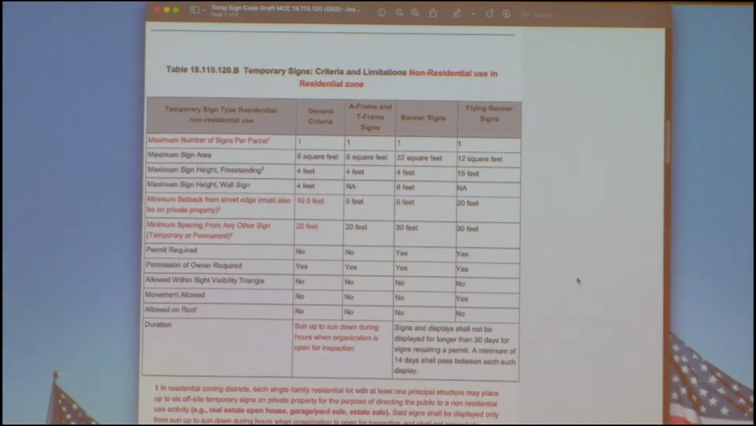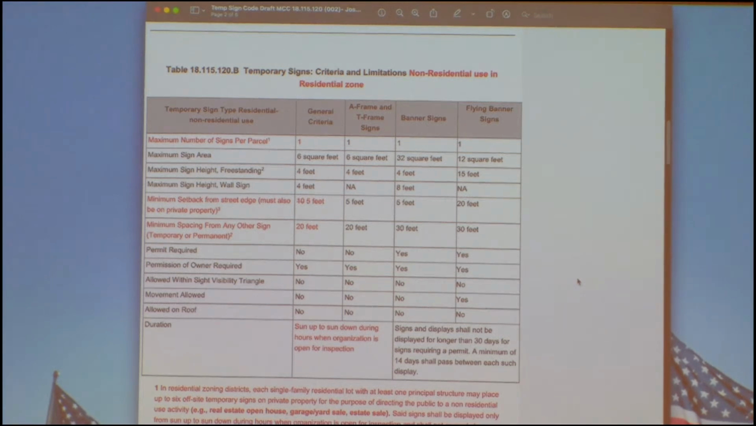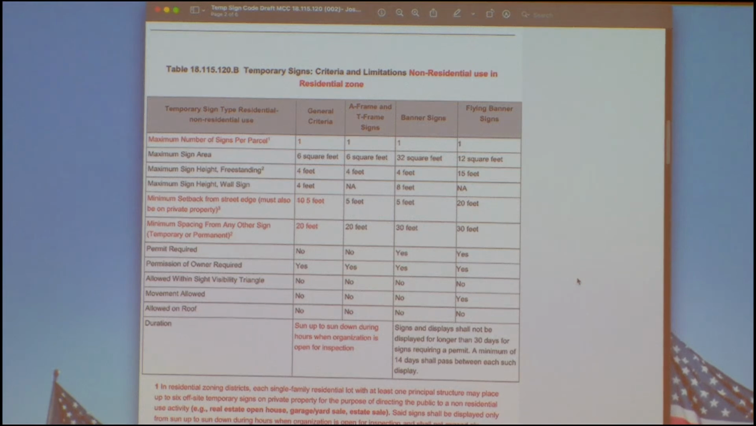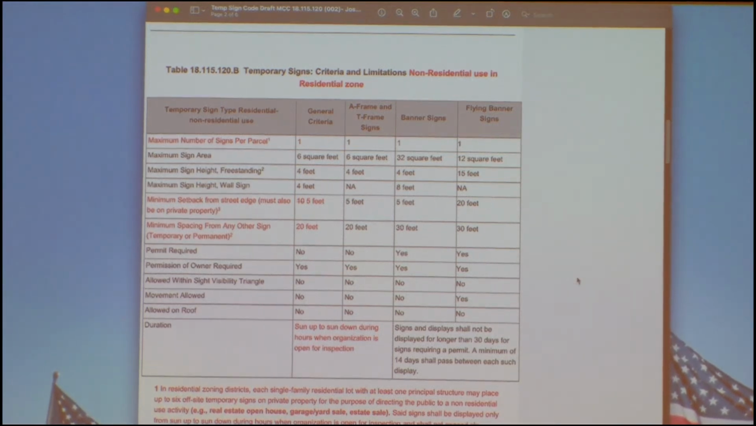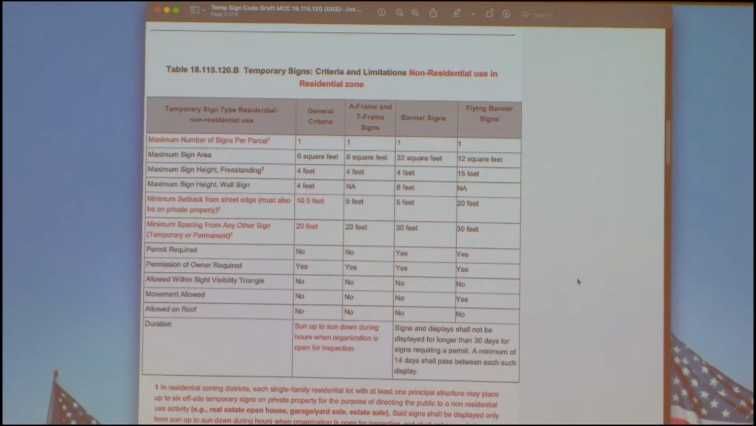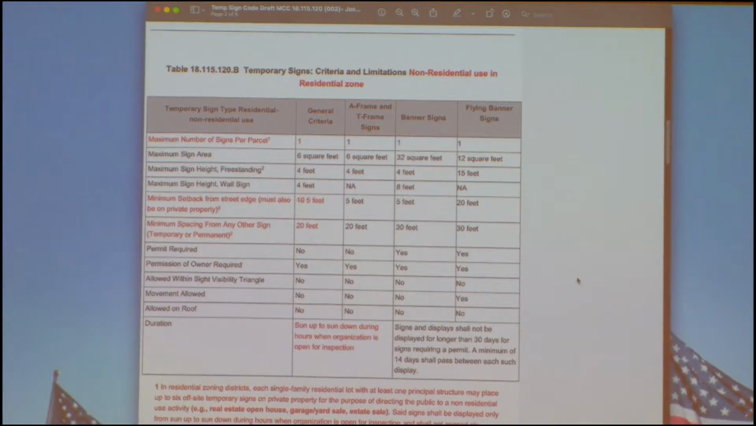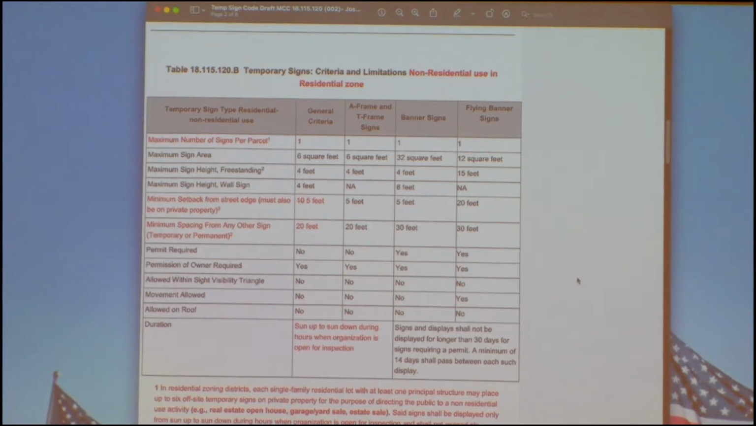18.115.120B, this table is going to be for non-residential use within a residential zone district. This is going to separate the home decor and the residential uses from the businesses, anything that's there to make a profit, anything to conduct advertising, any directional signs to any organized events. So this would be open houses for realtors? Correct.